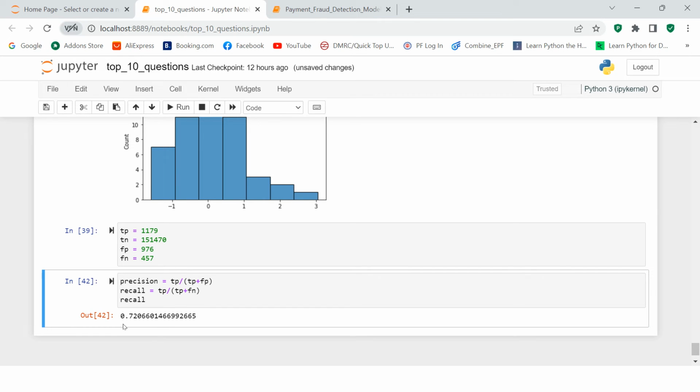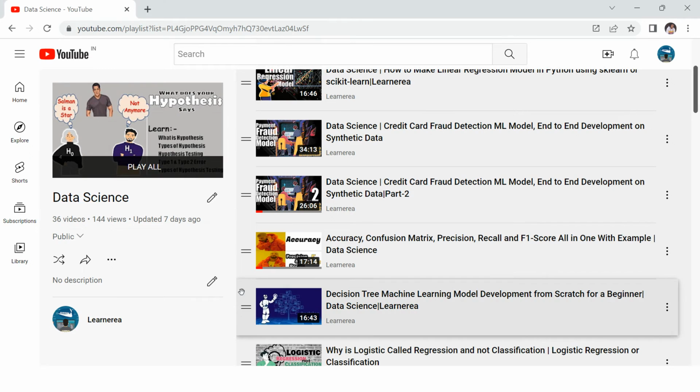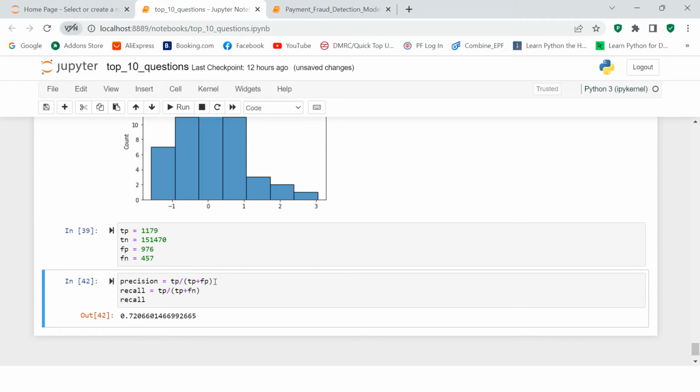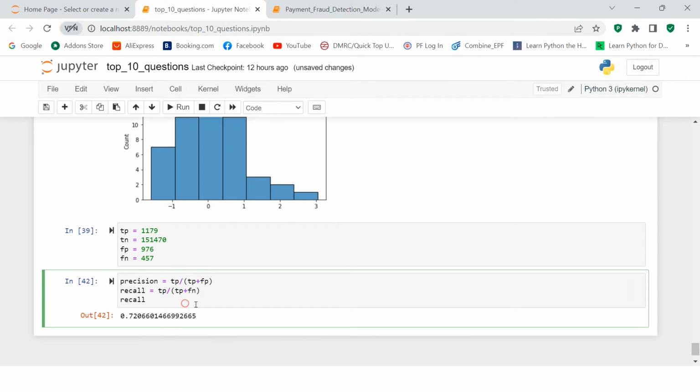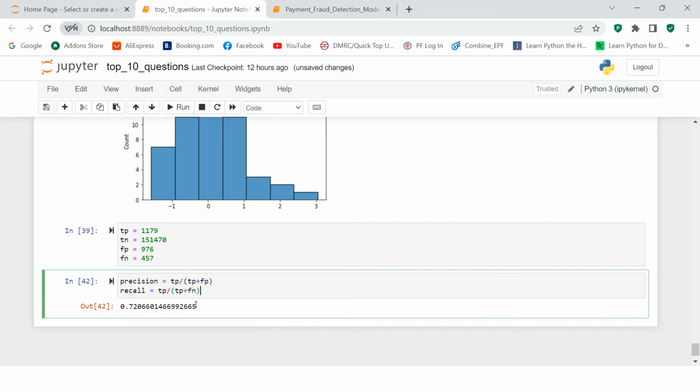So this is what we are getting, 0.72. Let's just have a look at this. You see, 0.72, we have got the recall. So that means it is working fine. Okay, so we are done with calculating the precision and recall.